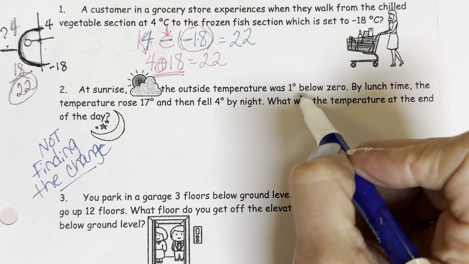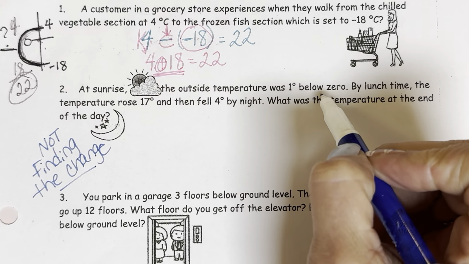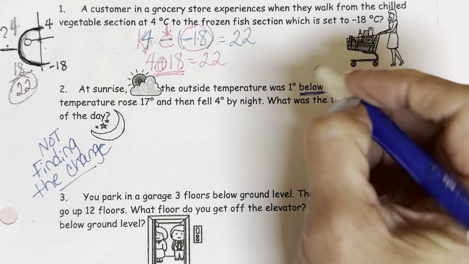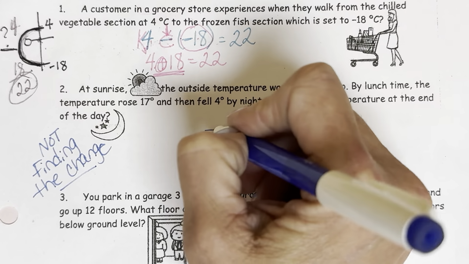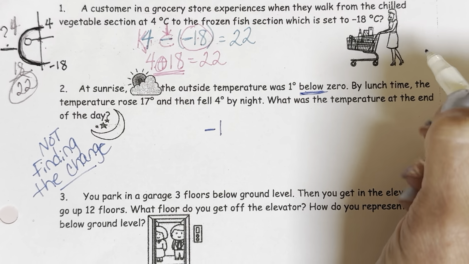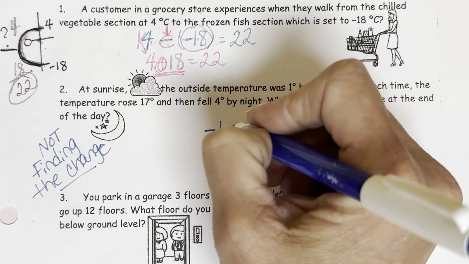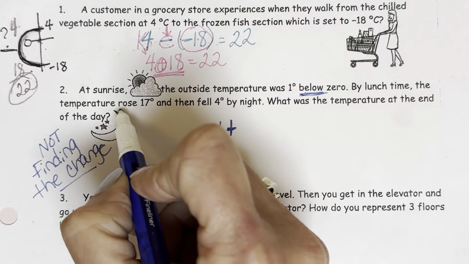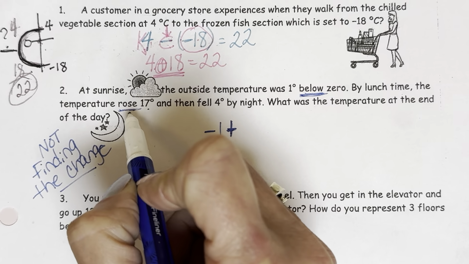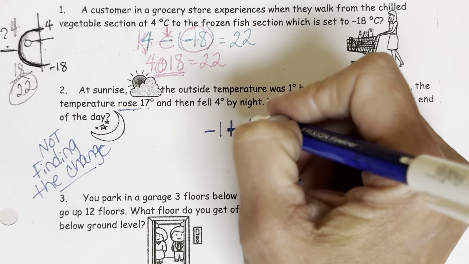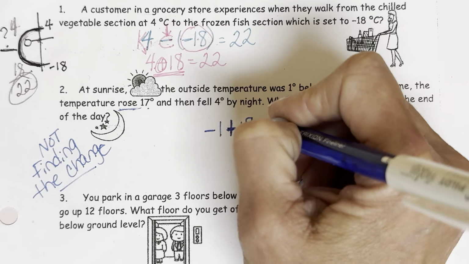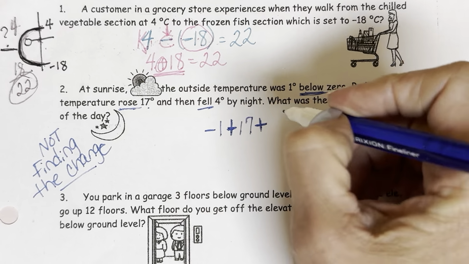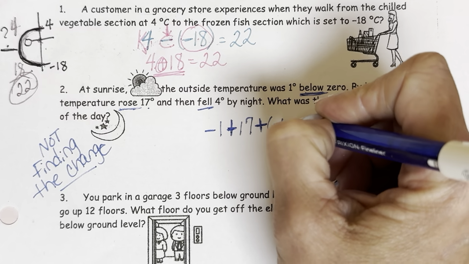So let's look at what we've got. 1 degree below. The word below right here is our key word for letting me know that that's going to be a -1. And it rose 17 degrees. Rose is the key word to tell me that is a positive 17. And it fell 4 degrees. So now we've got a -4.